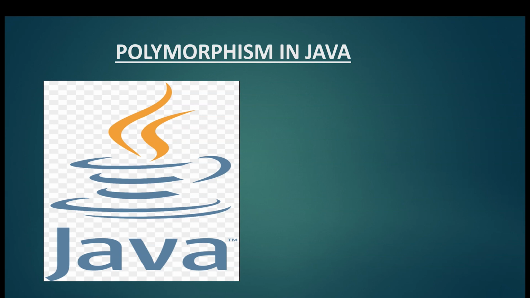Okay, let's get back to polymorphism in Java. Polymorphism is a term derived from two different words: poly, which means many, and morphism, which means behavior. So basically, polymorphism means many behavior. That's how polymorphism can be defined. Polymorphism refers to the ability of different classes to be treated as an instance of the same class through a common interface.